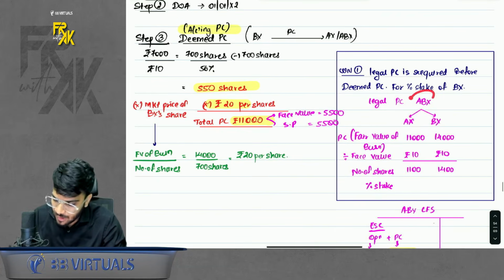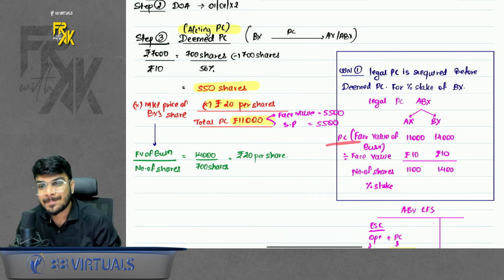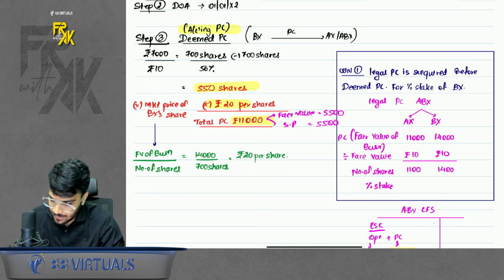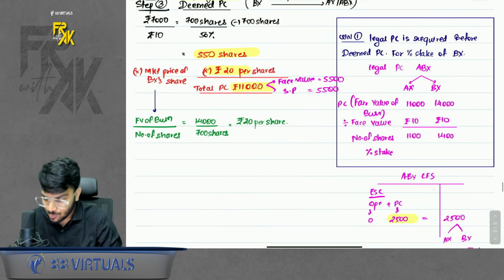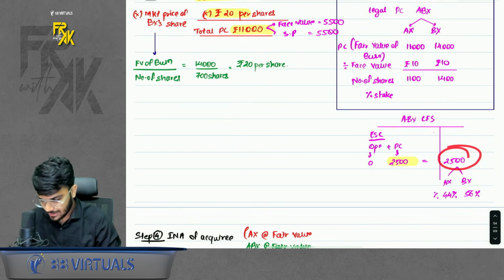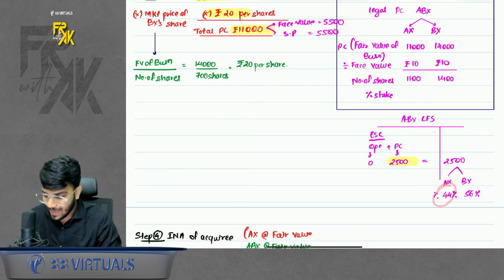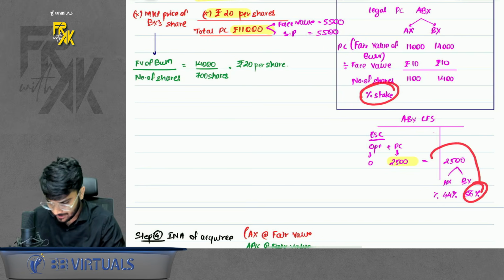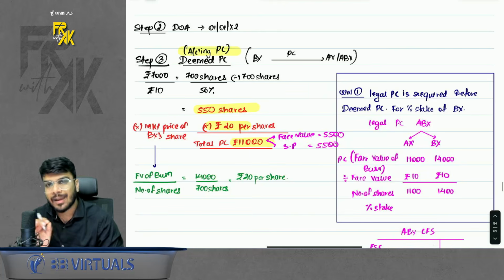So legal PC would have been given by ABX to AX and BX. PC has been considered based on the fair value of business. To AX they will give 11,000, to BX they will give 14,000. Total comes to 25,000. Out of this, how much percentage stake does AX have? 44%. And how much percentage stake does BX have? 56%. This also goes to prove that BX is having the control. Now you can find the deemed PC.